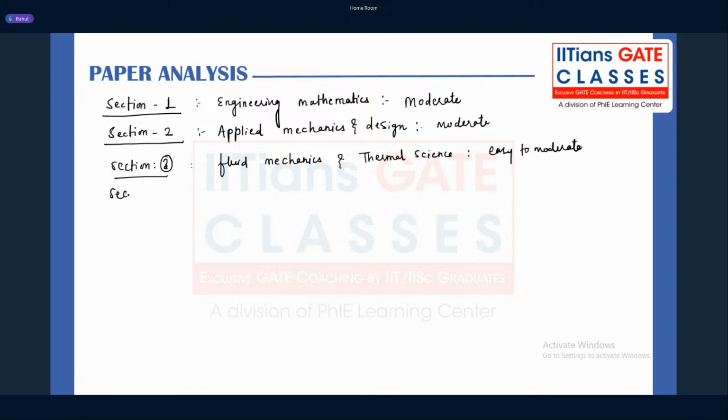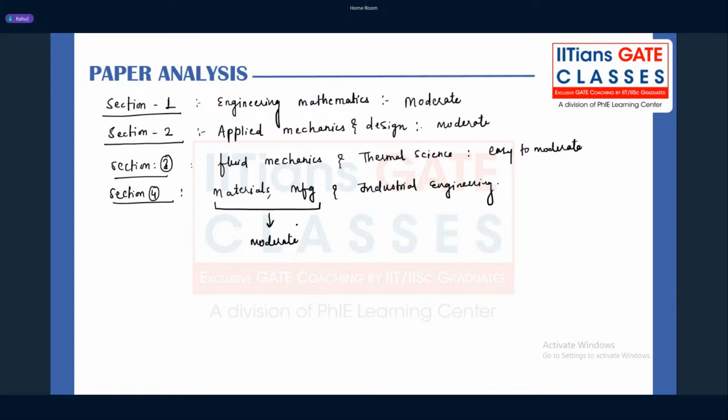Again, if you take section 4, materials, manufacturing, and industrial engineering. Material manufacturing, you can keep it like moderate. The questions can be doable. They are all from the previous year pattern only, right? But if we talk about only the industrial part, you can keep it in the tough category. Again, questions are not that tough, but lengthy.